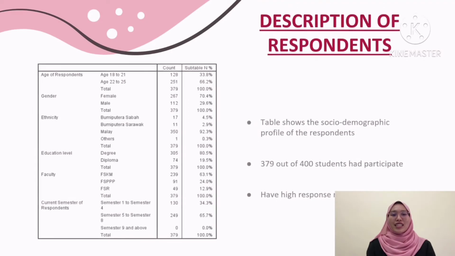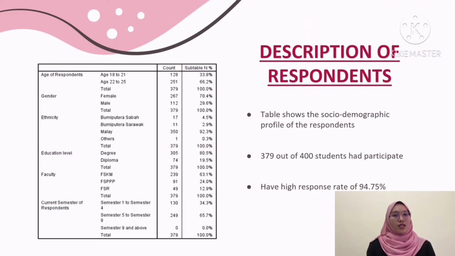So, as you can see here, the table clearly shows the description of the respondents who were involved in this study. Out of 400 students, 397 had participated voluntarily. Therefore, this study has a high response rate of 94.75%.